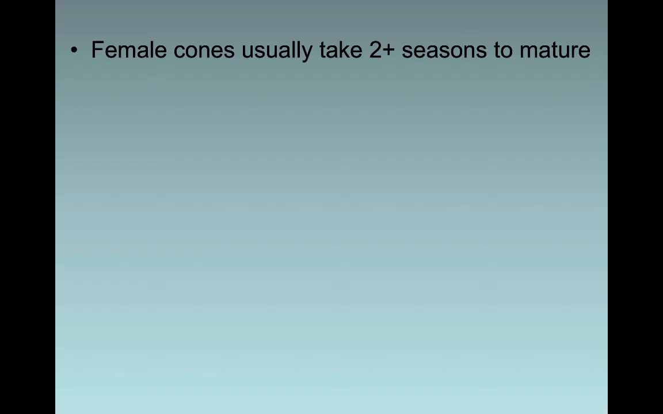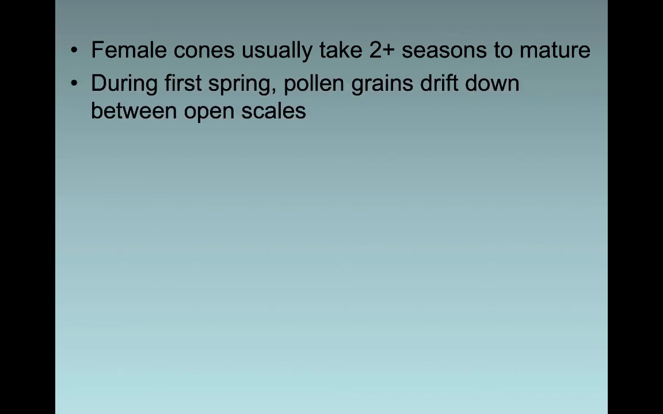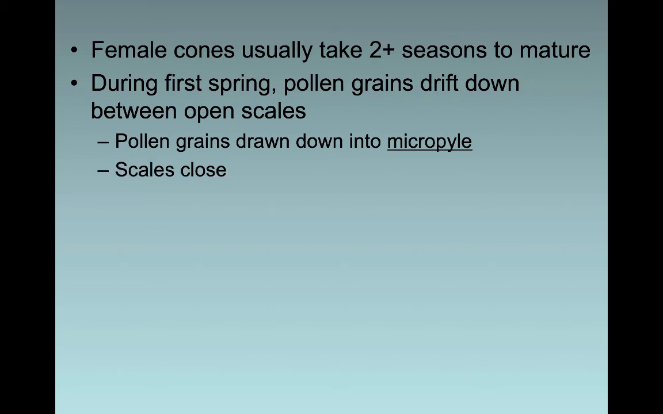Typically, it's going to take a minimum of 2 years for a female cone to mature to the point where it can actually be used for reproduction. The first spring after they're produced, the pollen grains land on the ovulate cones of another individual. So they blow away in the wind, go up in the air, and eventually rain down on the female cones of other plants. The pollen grains are pulled down into what's called the micropyle, a very, very tiny opening within the base of the ovule where the egg is actually located.